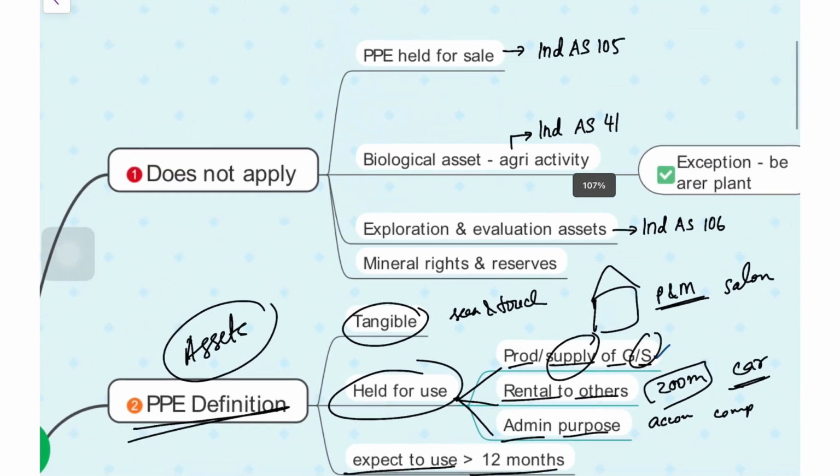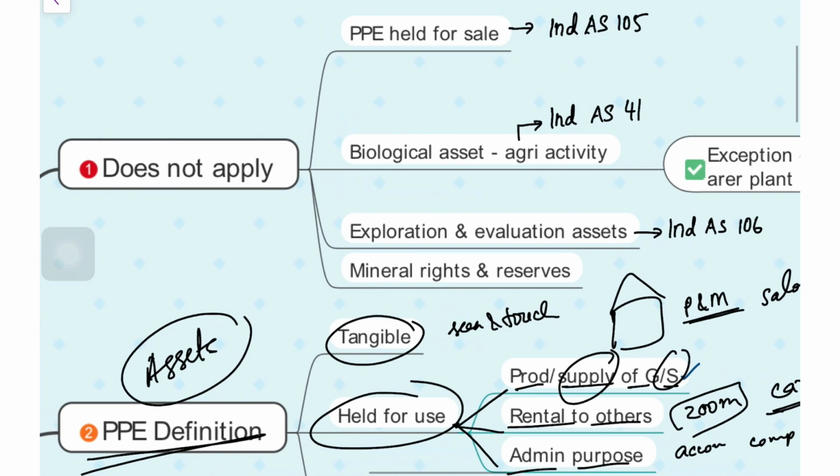Before we go on to the entire standard, let's first see where and when this standard does not apply.